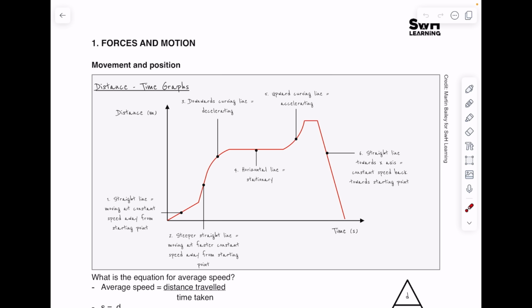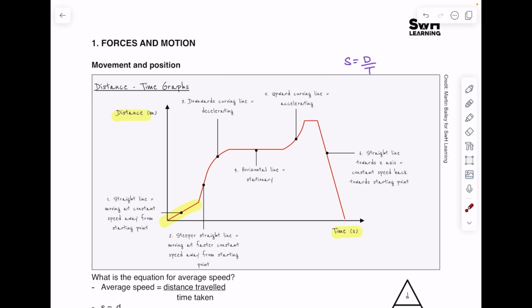So let's look at a distance time graph. Distance on the y-axis, time on the x. Remember that speed equals distance over time. So to describe the graph here, at the straight portion of the graph line, we would say that the object is travelling at a constant speed away from the starting point.